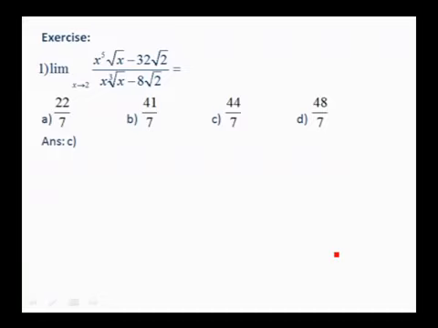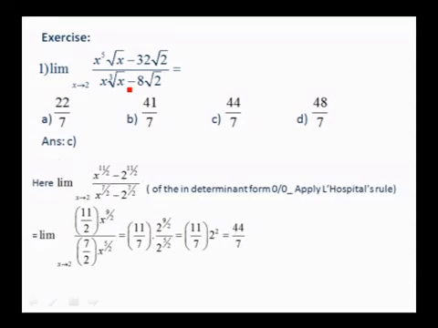First problem: limit as x tends to 2 of (x to the power of 5 into root x minus 32 root 2) over (x cube into root x minus 8 root 2). If I just simplify that, root x, so 5 and a half, that is 11 by 2, 2 to the power of 11 by 2 also, because it is 2 to the power of 5 into root 2. Here x cube into root x, that is x to the power of 7 by 2. 2 cube into root 2, that is 2 to the power of 7 by 2.